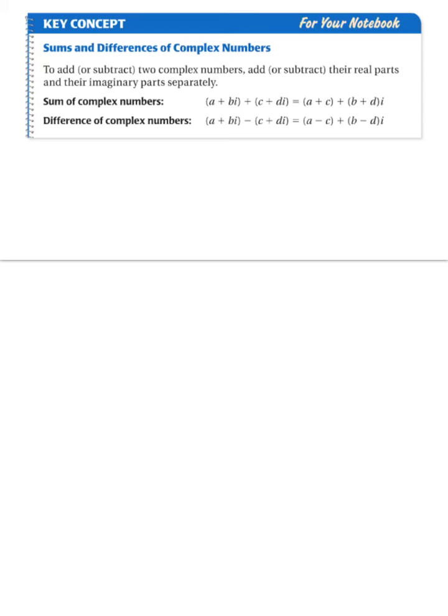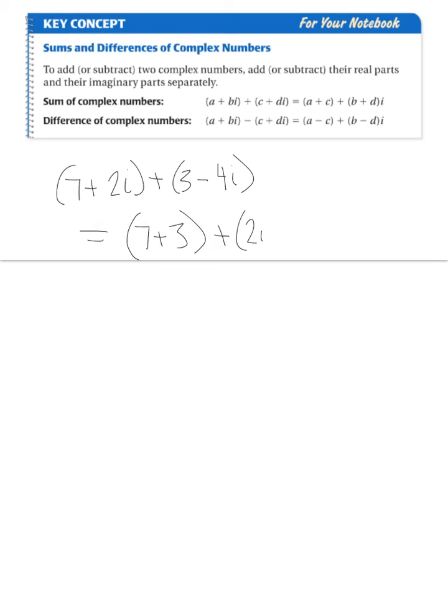And we can add and subtract complex numbers as long as we add or subtract the real parts and the imaginary parts separately. So we have the sum of complex numbers. So if I had 7 plus 2i plus 3 minus 4i, I can add my real numbers. So I'd have 7 plus 3. And then I would have 2i plus my negative 4i.